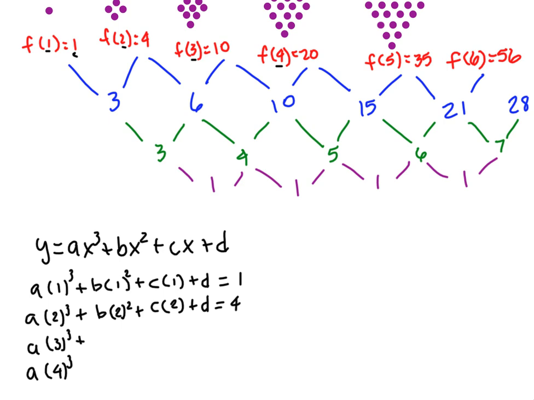And now my third triangular pyramidal number. Whoops, that should be a C. That's ugly. My third triangular pyramidal number is 10. And then my fourth triangular pyramidal number is 20.